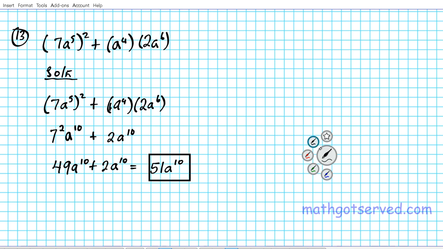All right, let's take a look at the last one, and then give you a chance to do some practice. Number 14. What if you were to simplify 2x squared y raised to the 5th power minus 3x to the 3rd y raised to the 2nd power times x to the 4th y to the 3rd? All right, let's go ahead and do that.